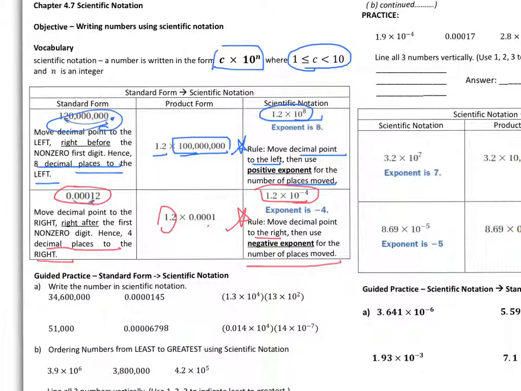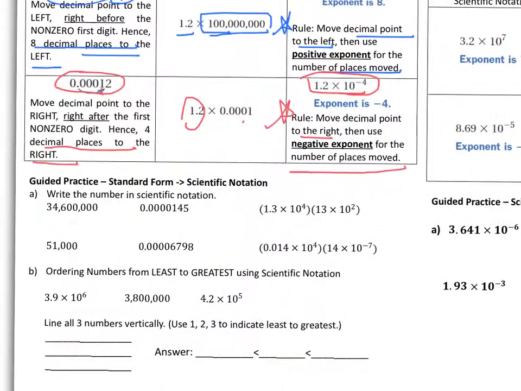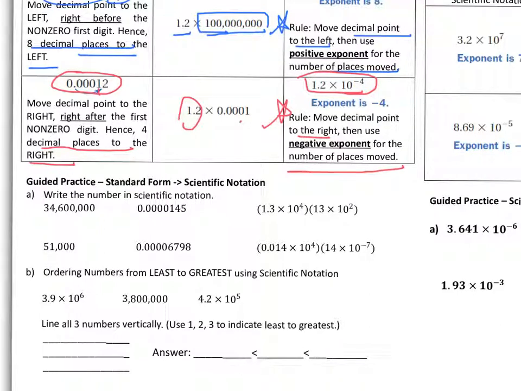Okay, let's do some practice problems. Write the number in scientific notation. Alright. You're given a very big number here, so you know the decimal point is at the end of the number. And you need to shift your decimal until you get to 3, right before 3. Okay? 3.46 times 10 to the 7th power, where 7 represents the number of places shifted. 1, 2, 3, 4, 5, 6, 7.